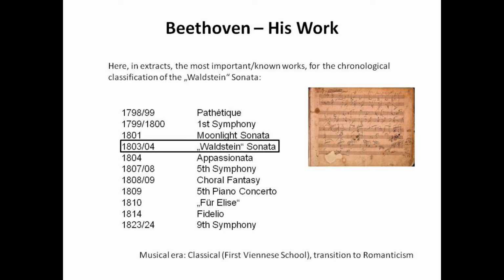Works like the Pathétique and the First Symphony fall into the early period, and the so-called late period starts around 1815. If you keep in mind that composers like Schumann, Chopin or Liszt were already young adults when Beethoven died, you will understand why Beethoven's works start in the musical era of First Viennese School, but late works can be considered as early romantic pieces.